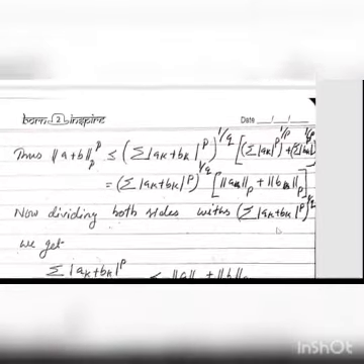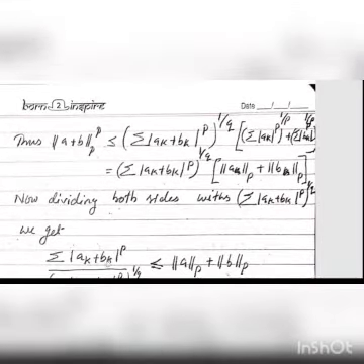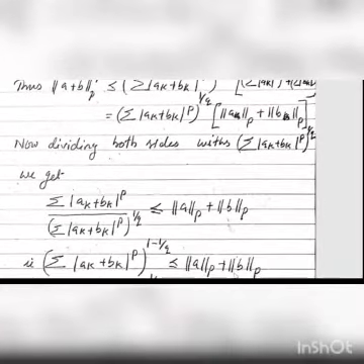I'm writing, see, we are dividing this with this. We have (sigma mod AK plus BK raised to P) by (sigma mod AK plus BK raised to P) whole thing raised to 1 by Q is less than or equal to norm A plus norm B. Now this is equal to (sigma mod AK plus BK raised to P) whole thing raised to 1 minus 1 by Q, which is less than or equal to norm of A plus norm of B.